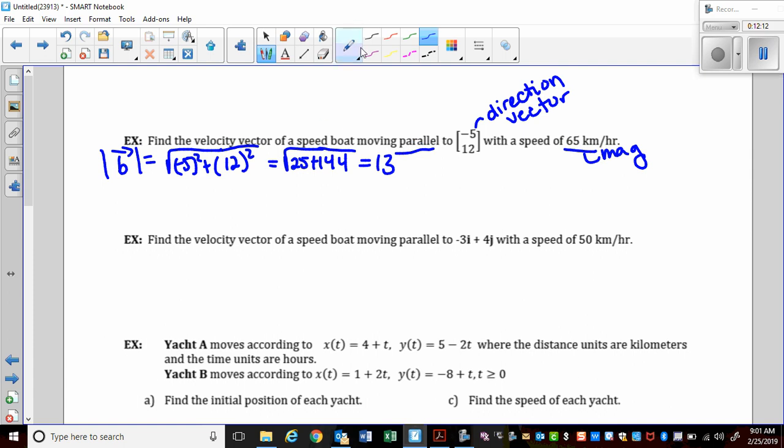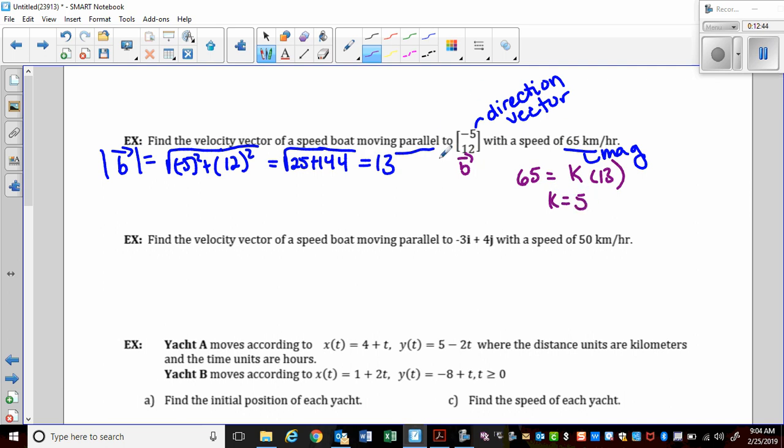Okay, they're asking us for the velocity vector of a speedboat. So I know I might need to multiply this by a scalar because I want it to equal 65. So I know that 65 is equal to k, we don't know what this is, times, I think we got 13. I just have to divide by 13 and I see that k equals 5.